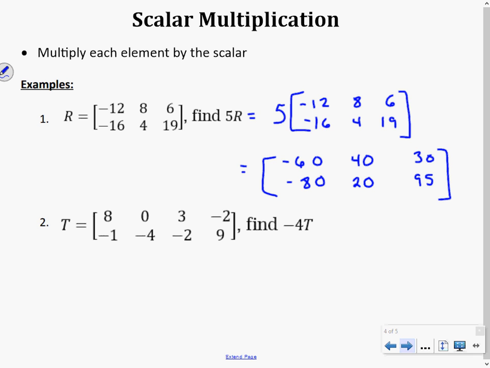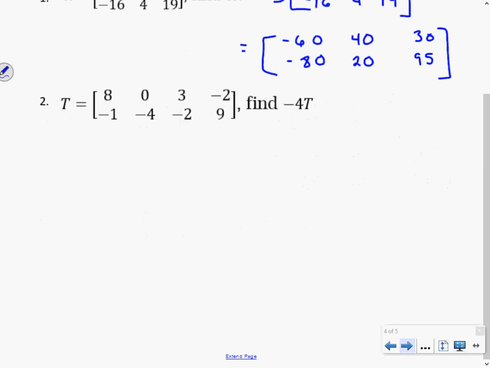So let's look at another example here. Okay, example 2. This time we're multiplying by negative 4. So negative 4T, we can kind of save the step of writing it all out again. We just know that everything in that T matrix is going to get multiplied by negative 4. So we're going to get a negative 32, 0, negative 12, positive 8. And then in our second row, a positive 4, 16, 8, and a negative 36.